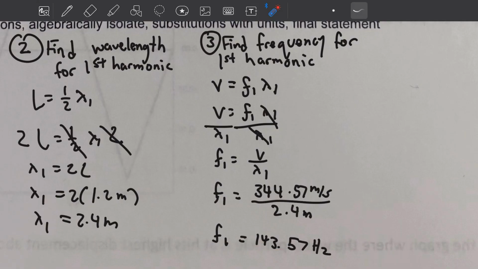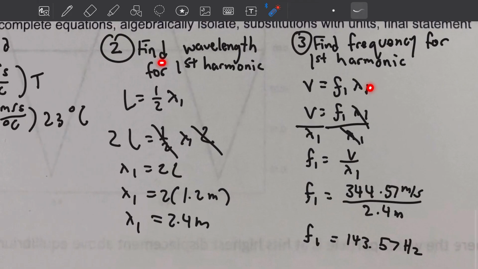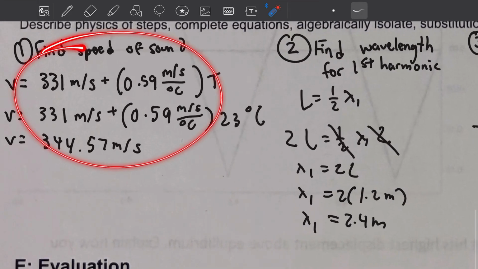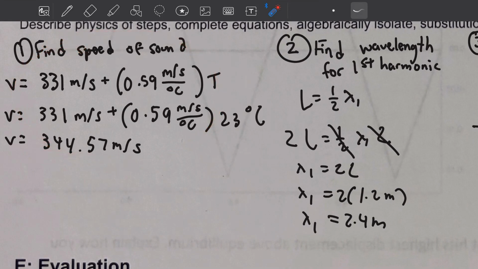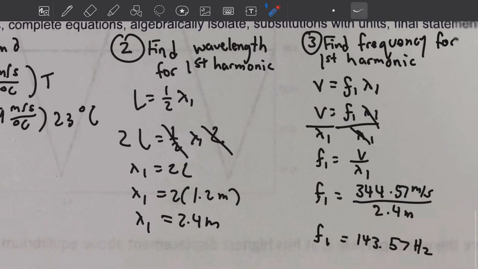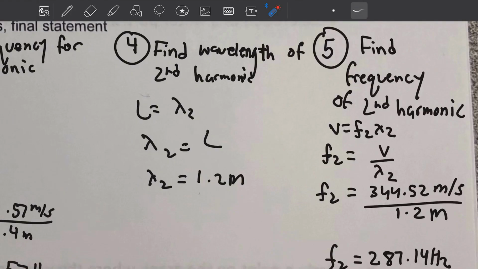We need to now find it for the second harmonic, so we have to repeat these two steps again. We don't have to repeat this step again, because remember, the speed will remain constant. These are the two final steps into completing this problem. The first one is finding the wavelength of the second harmonic, and then using that wavelength to find the frequency. We already have speed from before.